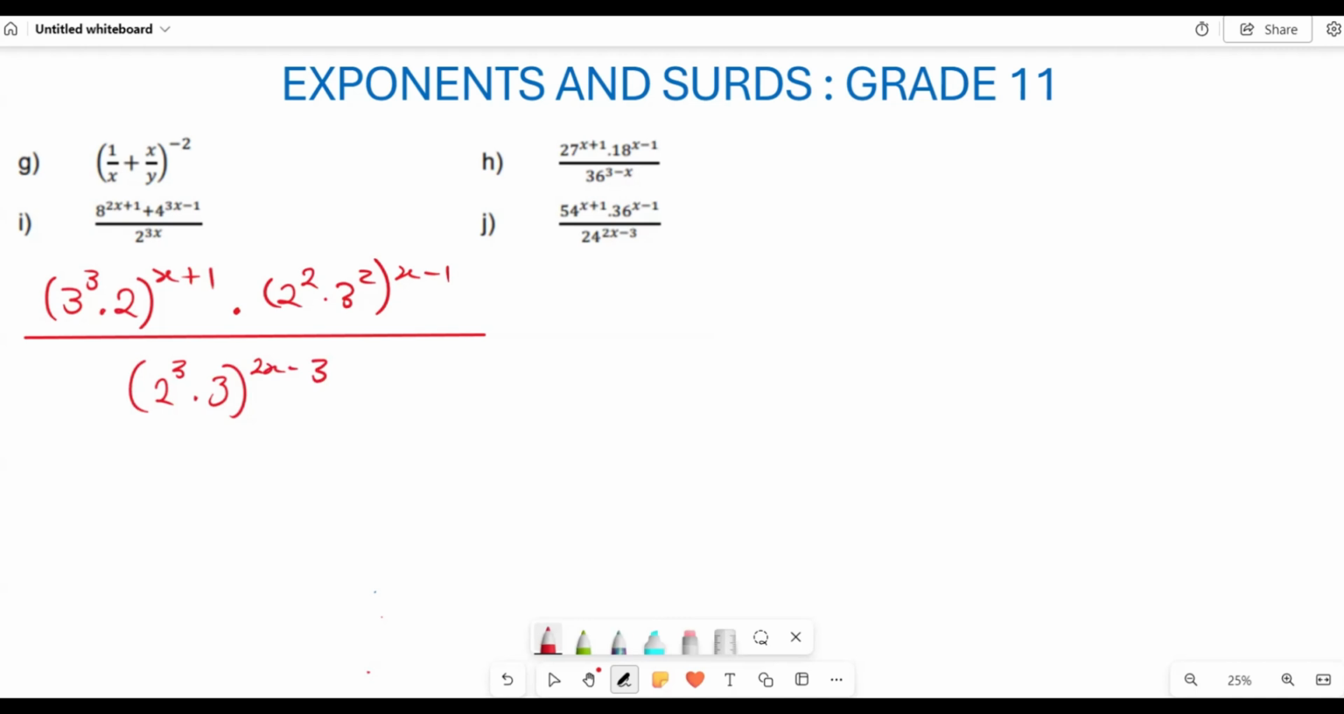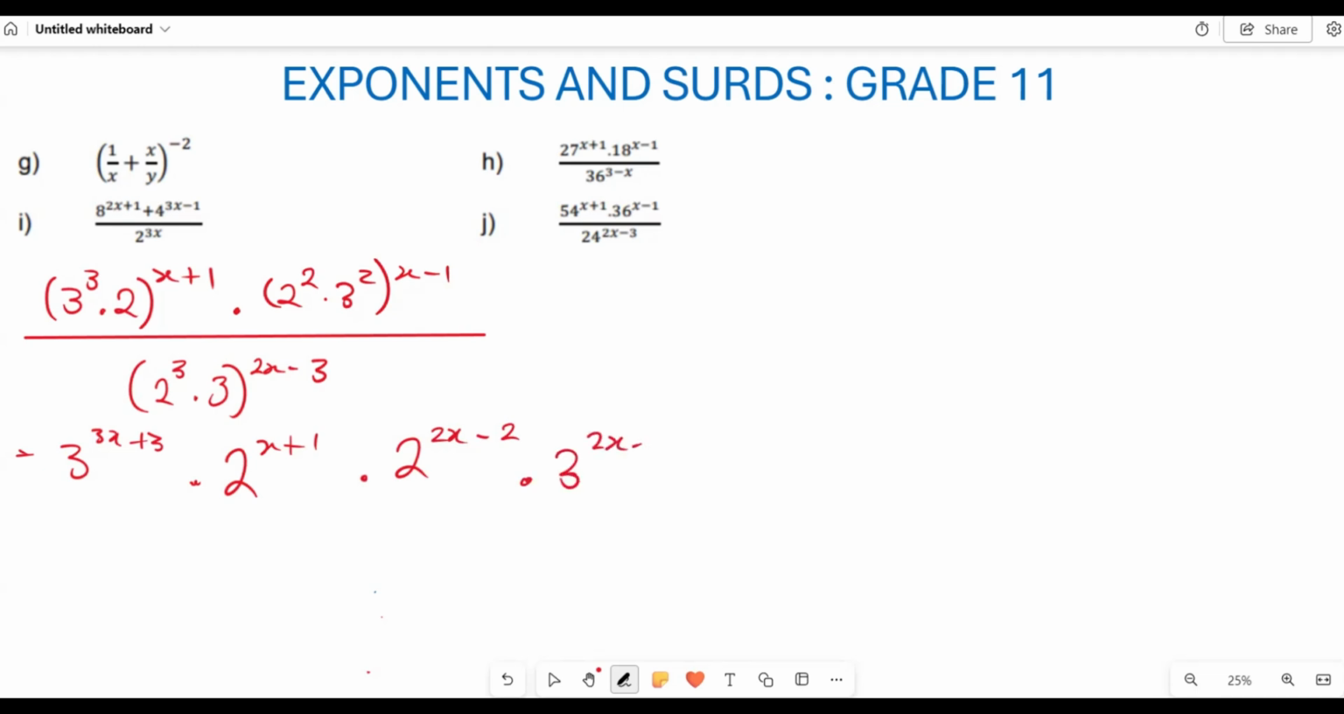Then you can come back and distribute whatever you had in here, right? So when you're distributing, this is the same as 3 to the power of 3x plus 3. Why am I saying plus 1? Let me just fix that fast. And then this is going to be multiplied by 2 to the power of also x. This is going to be x plus 1, if I'm not mistaken. Yes. Then this is going to be multiplied by 2 to the power of what? This is 2 to the power of 2x, subtract 2, multiplied by 3 to the power of what? Of 2x, subtract 2. Then this is divided by, right?